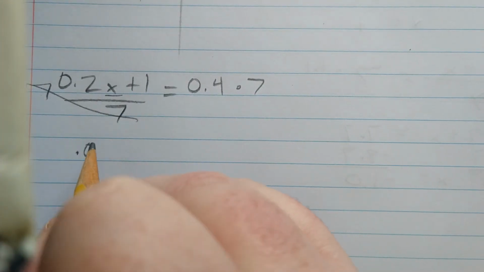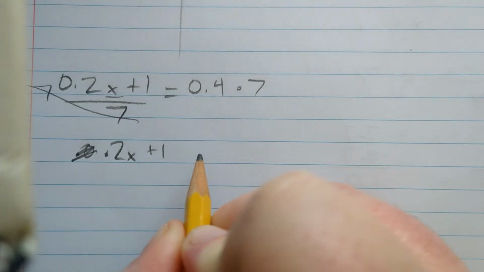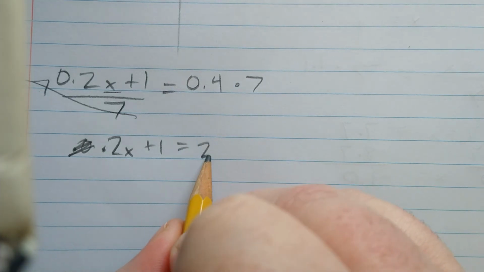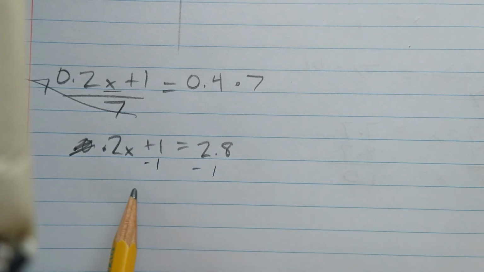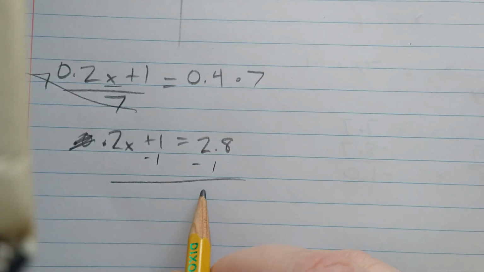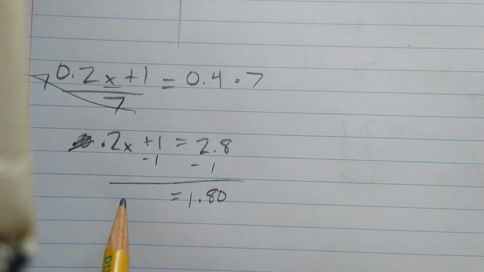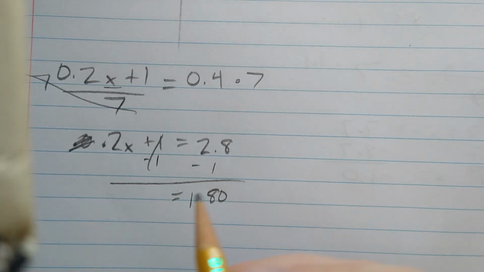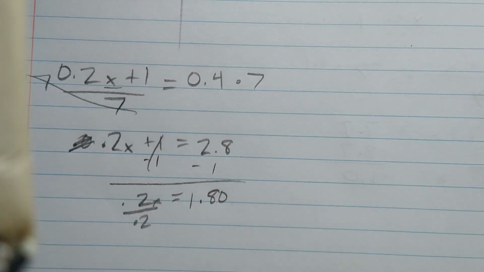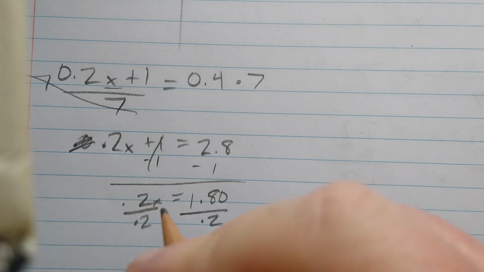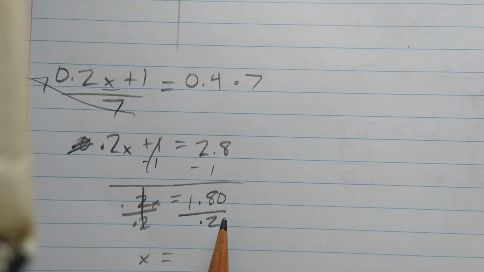Right? Or whoops. That's going to give me 2.8. Right? Subtract the 1. So now I have, it's like $2.80 minus $1. You have $1.80. Okay, this is gone, right? Because that's 0. So I'm going to divide by 0.2. Divide by 0.2. And x equals, okay, and now all you have to do is solve for that problem.